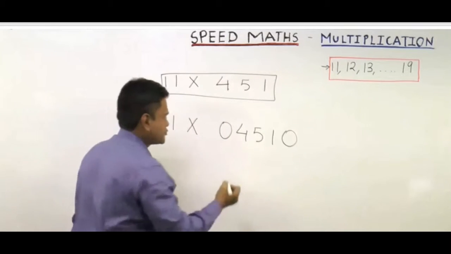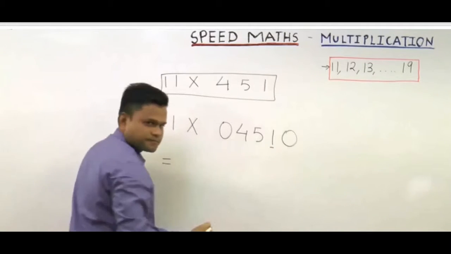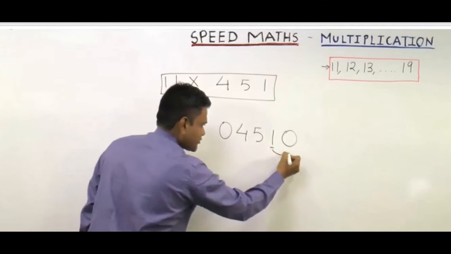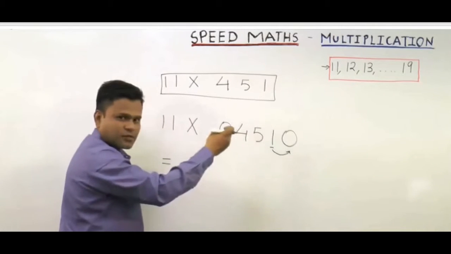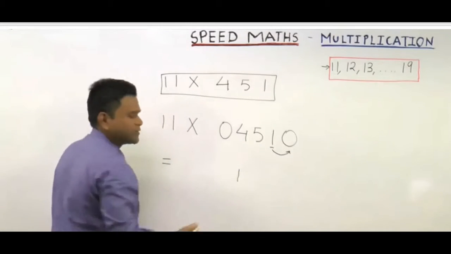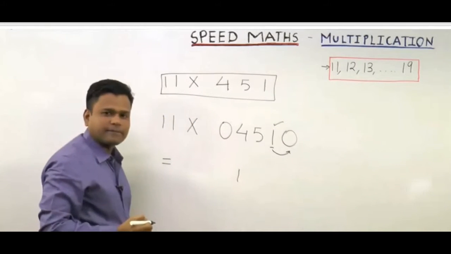Now then, to arrive at the answer, start with this digit, add it to the number to its immediate right, the next number basically, 1 plus 0, keep it here, 1. So this job is done for the 1.